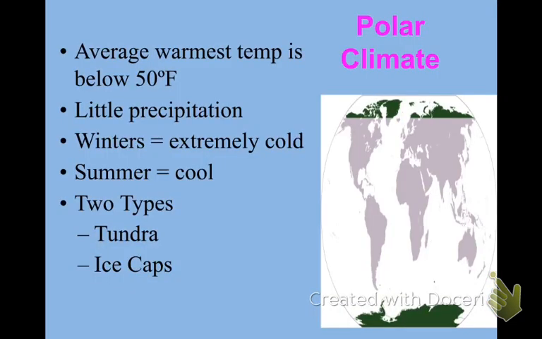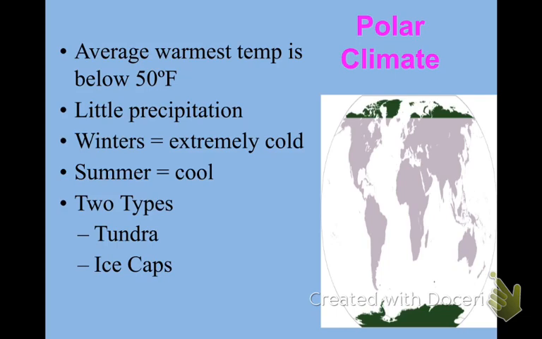Okay, polar climate. Polar climates are in the polar zone of the Earth, which makes sense based on the name. Their warmest temperature is still less than 50 degrees. So can you imagine if the warmest it ever got was like 45? There's very little precipitation typically, and the winters are extremely cold, and the summer is still cold.